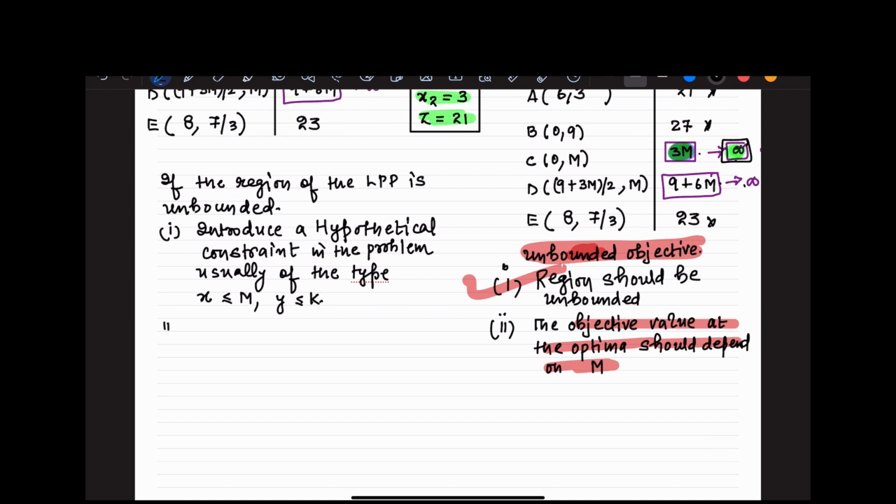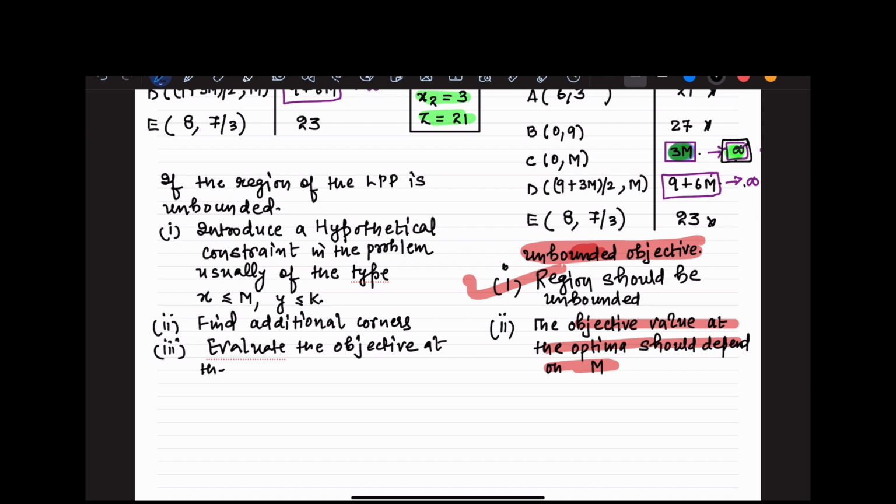Okay. Next, find additional corners. Third is evaluate the objective at the new corners also. जो पहले corners निकाले उस पे तो पहले ही कर चुके evaluate. Now evaluate the objective at the new corners also.